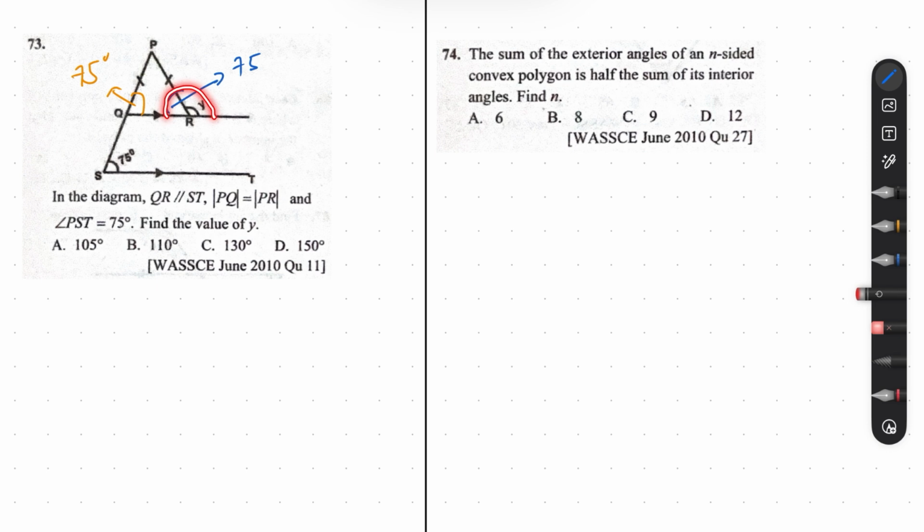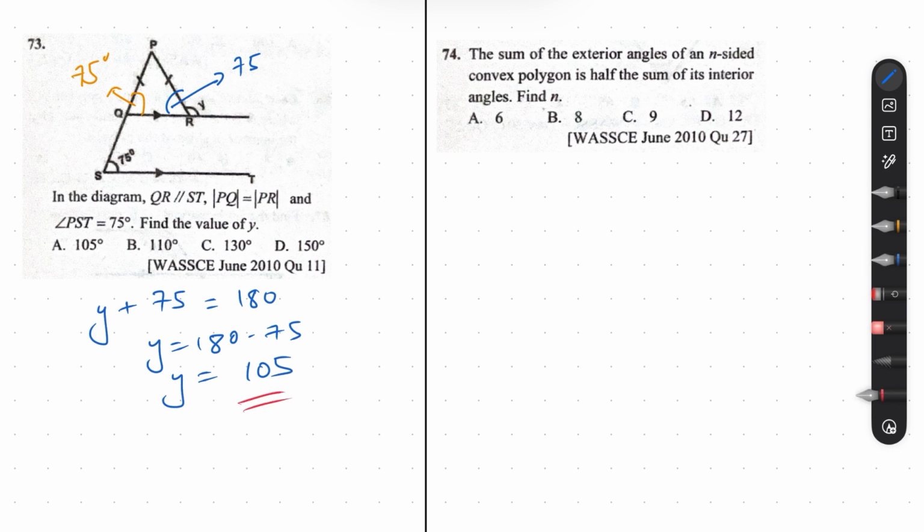Cool. All right. Now, we know that this is a supplementary angle. They add up to 180. So this angle plus this angle y should give us 180. So y plus 75 should give us 180. So y should give us 180 minus 75. Y then gives us 105. So that is our answer, which is A. Cool. Let's move on to question number 74.